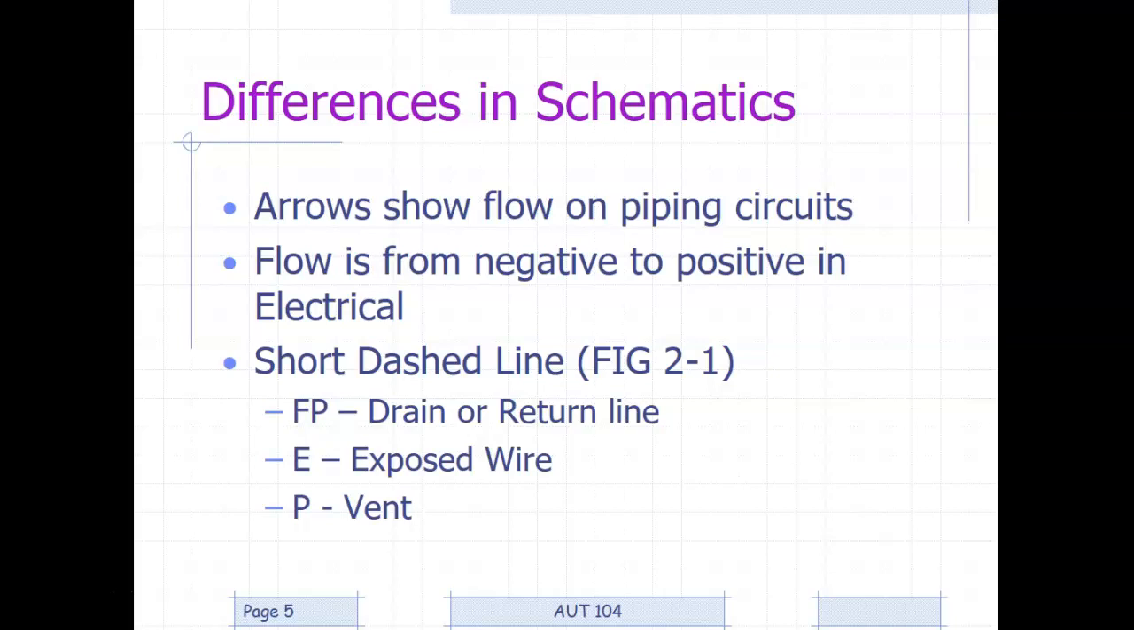Short dashed lines. Okay, so this would be figure 2.1 in your book. Like I said, I hope y'all get your book soon. So you have drain or return lines, you have exposed wires, you have vents. It always depends on what you're looking at.